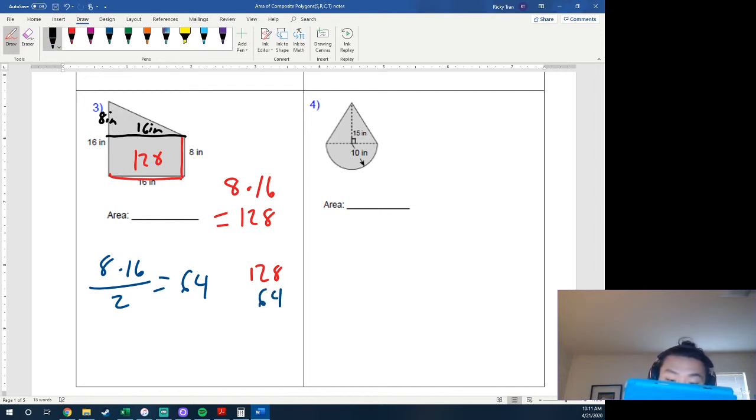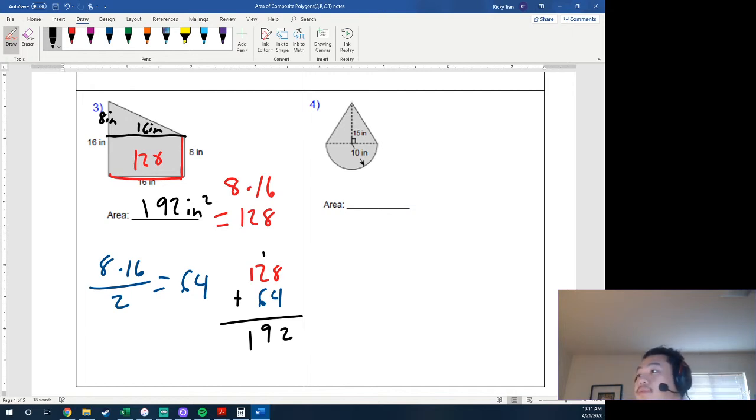Then you just add the two numbers together, 128 plus 64, which is 192 inches squared. Nice and simple and easy. The ones with just triangle and rectangle, or triangle and squares, those are the easy ones. The ones you have to be careful about are the ones with triangles and semicircles.